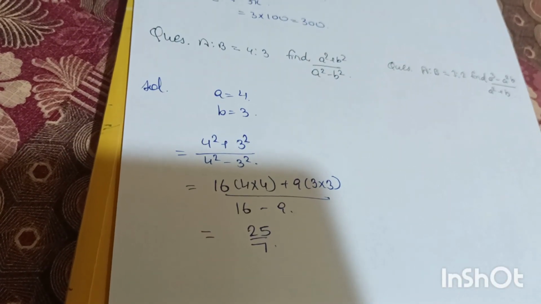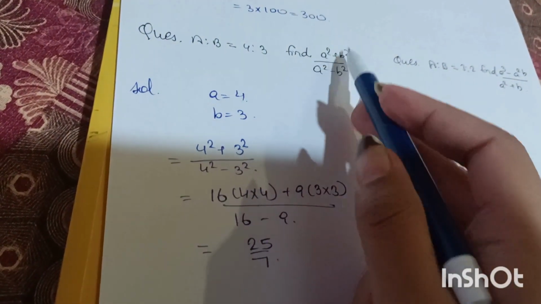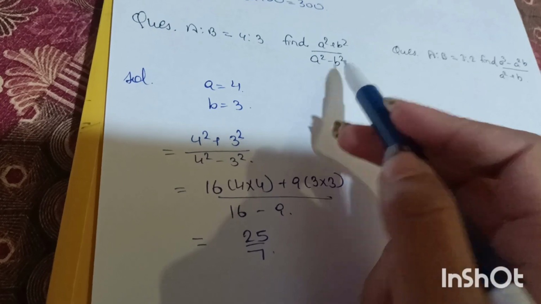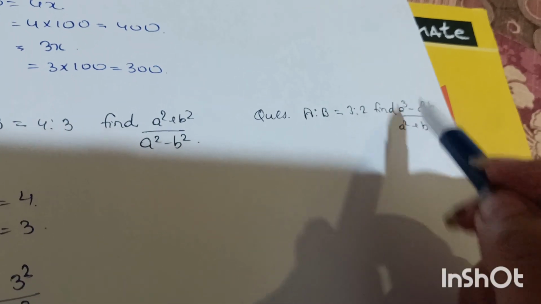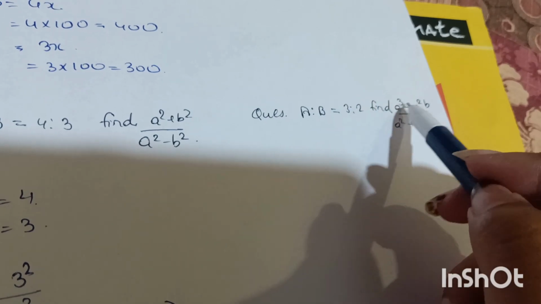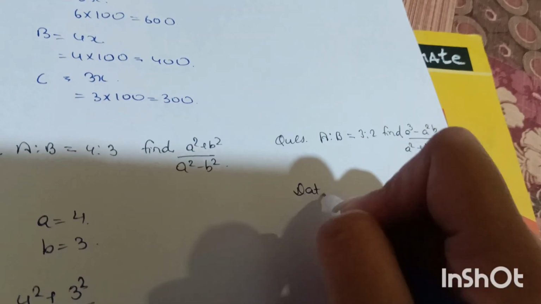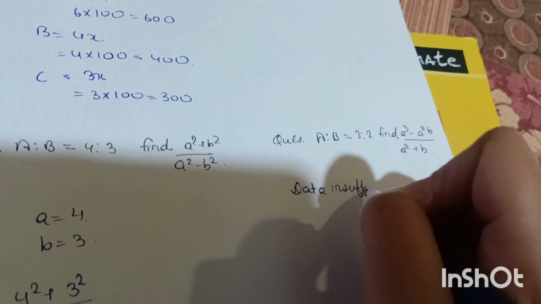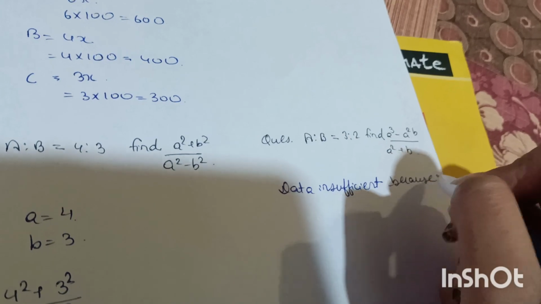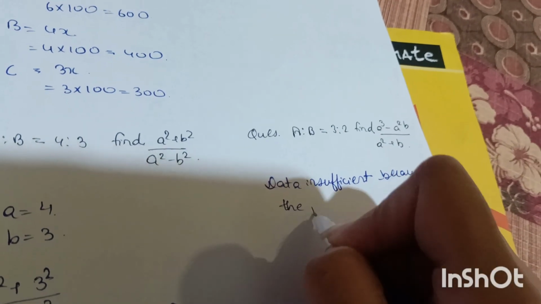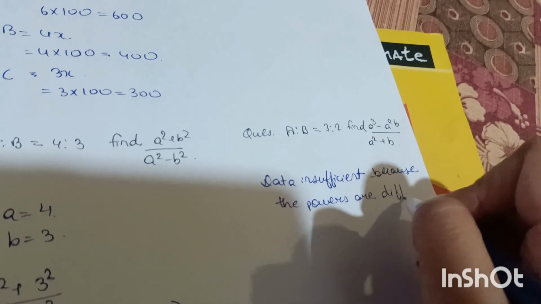Okay, you have taken the value same because over here the power was similar. But over here it will be data insufficient because the powers are different over here.